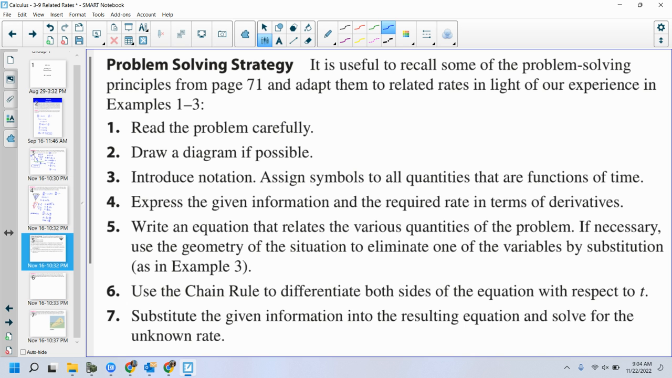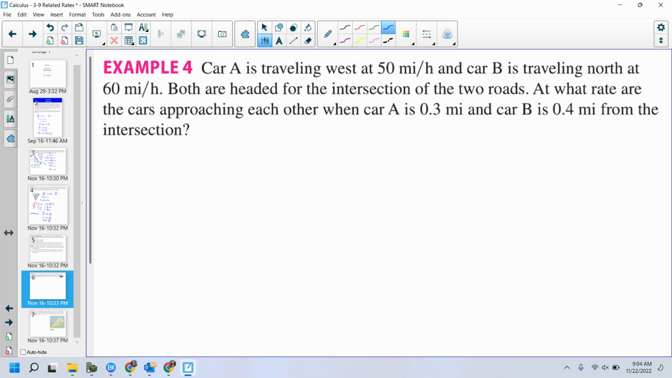Set up what you know, set up what you don't know. Express the given information and the required rate in terms of derivatives, right? Write an equation that relates the various quantities of the problem. Honestly, that is the difficult part: figuring out how the two quantities relate to one another and being able to put that in equation form so you can take the derivative. You're going to have to use the chain rule if there's something happening to it, and then you substitute in and solve. All right.